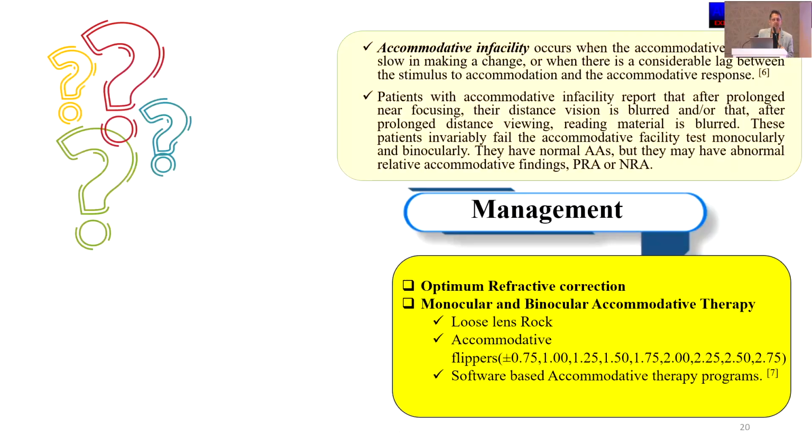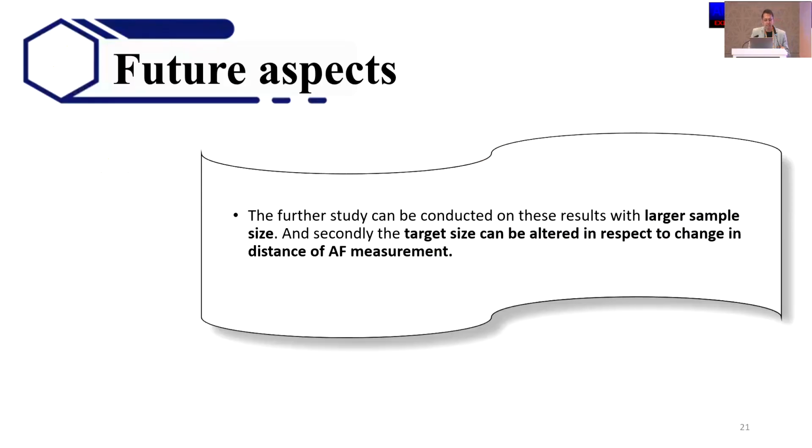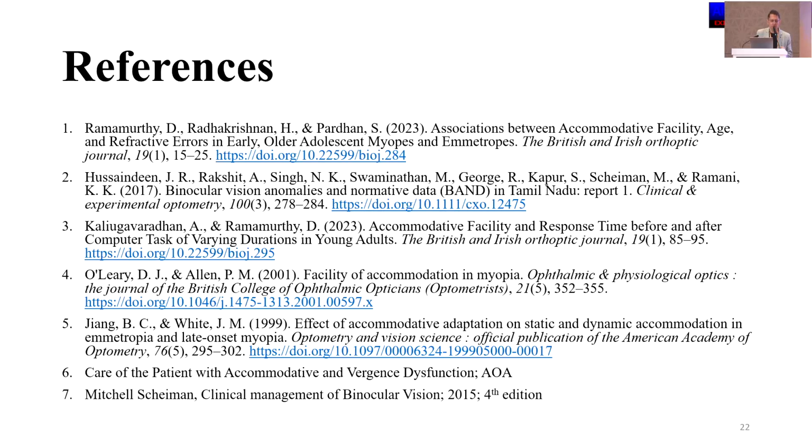Where the patient has asthenopia and, as compared to normal, reduced accommodative facility, it can be treated by different methods. Further study can be conducted on these results with a larger sample size, and secondly, we can also change the target size with the change of distance for the accommodative facility measurement. We are still working on what the clinical implication is of this changing accommodative facility over different distances of the target. Thank you so much.